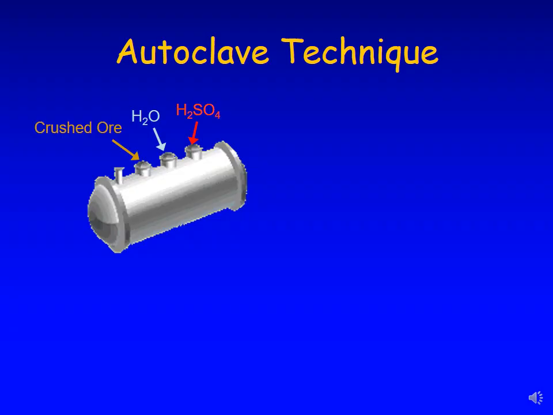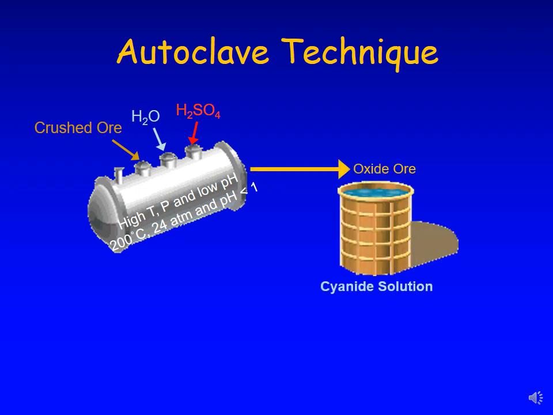The autoclave technique is basically for the sulfide ore that doesn't have the carbonates in it. You put the crushed ore into an autoclave with water and sulfuric acid, and you raise the temperature to 200 degrees C, raise the pressure to 24 atmospheres, and lower the pH to below 1. All of that is necessary to break it down, and then you can put that ore through a cyanide solution to extract the gold once it's been broken apart from the matrix.